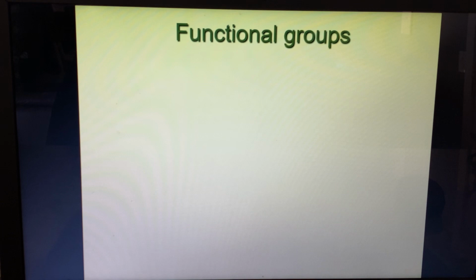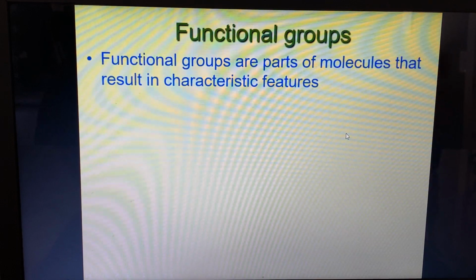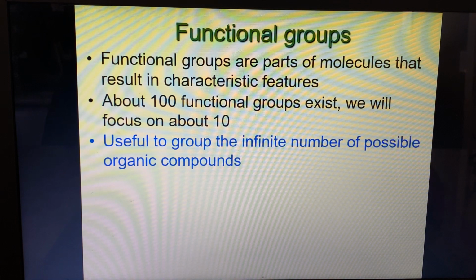This is very critical in your pattern recognition. This becomes a pattern recognition thing. You can't really glance over things. You really do have to understand or take note of where things are. These are groups that result in features and changes to the molecule, both chemically and physically. In the real world, there's over 100 functional groups. At our level of chemistry, we'll focus on about 10.